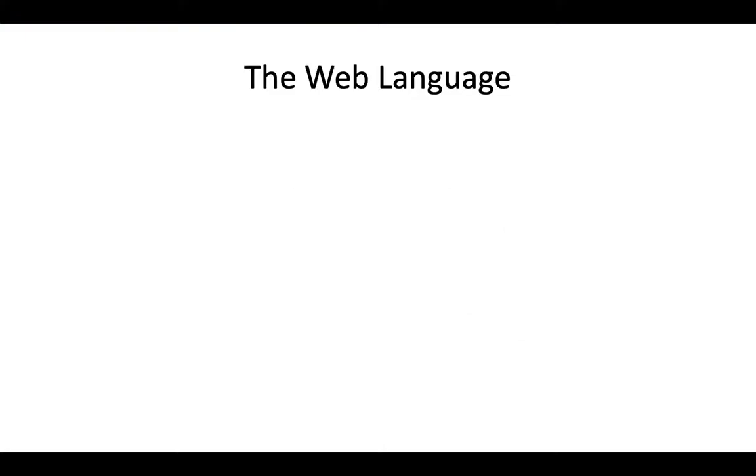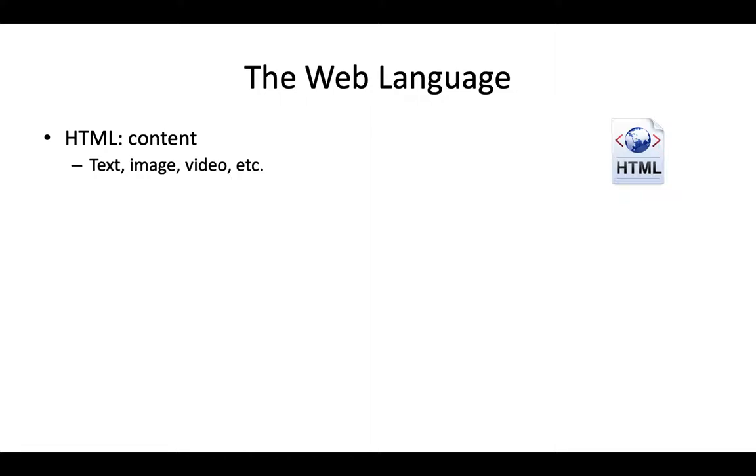Let's start. Okay, so we start with a general introduction. We have three main languages to do web development. The first one is HTML, which all of you know. And I just want to emphasize, this is about the content of the page, things like text, images, and videos, which allow you to add content to a web page.